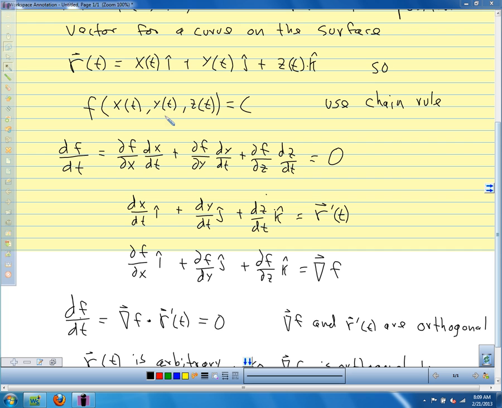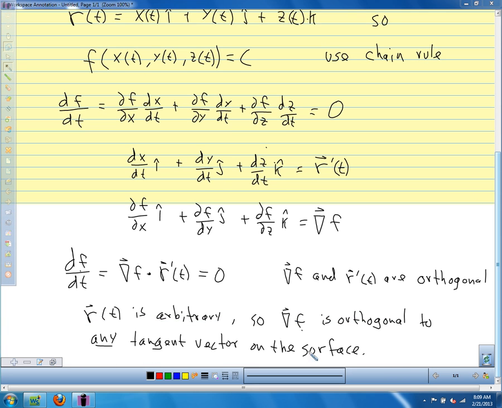So del f is orthogonal because it's orthogonal to any tangent vector on the surface, no matter how we're moving. If we find the tangent vector of that curve, del f is going to be orthogonal to the tangent vector. So del f has to be orthogonal to the surface at a particular point.